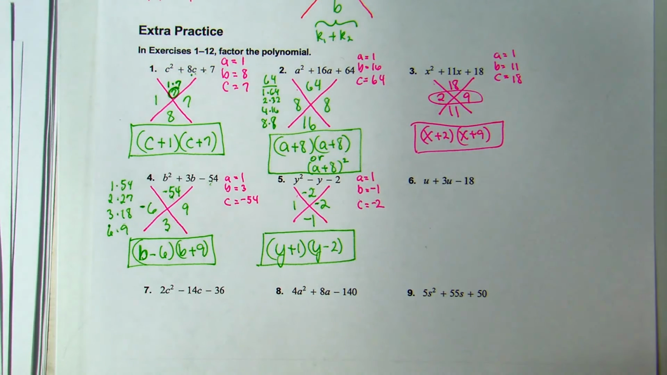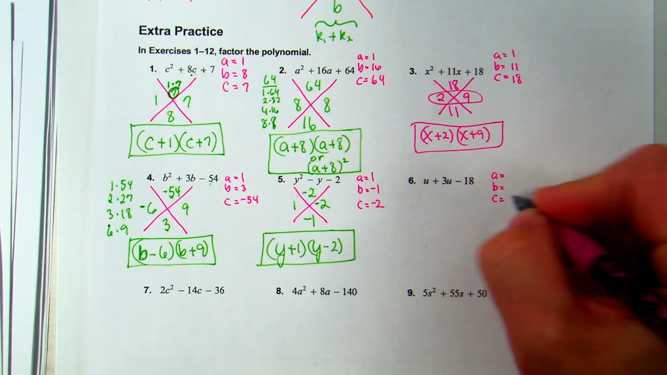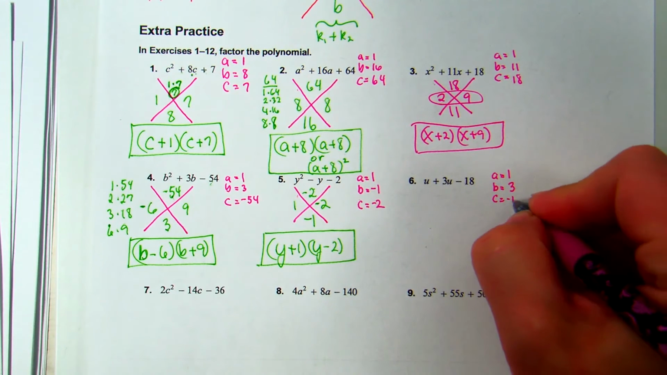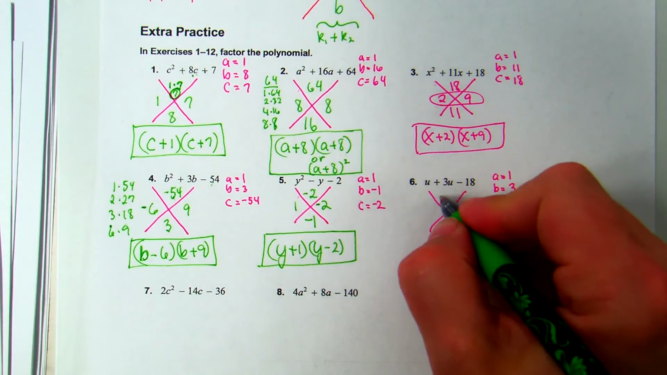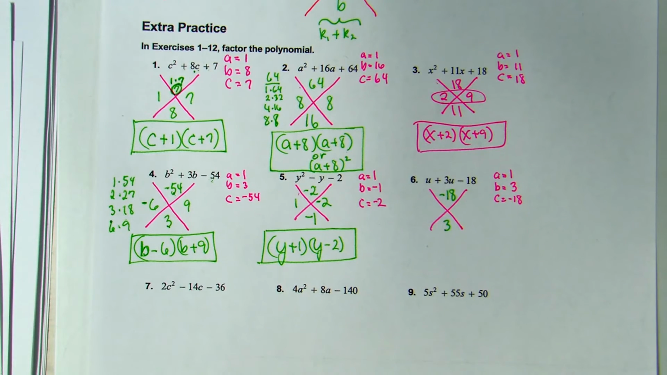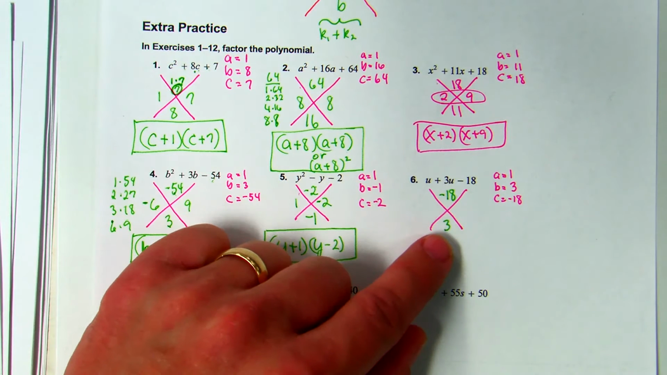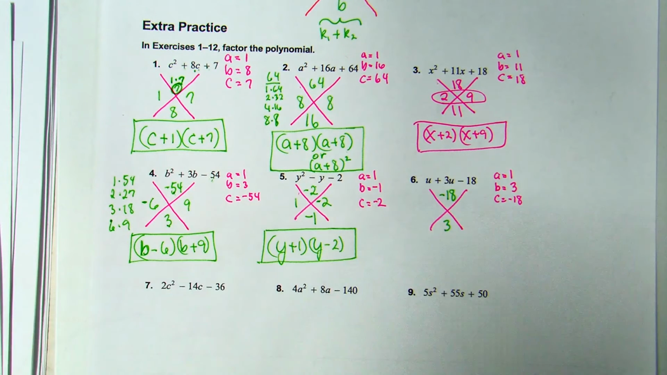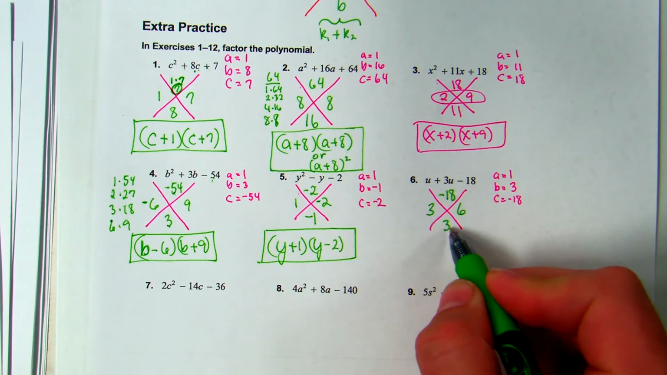All right, on to number 6. Do it the same way. We'll have my A, B, and C. I have a 1, I have a 3, and I have a negative 18. So I'll draw the X. And at the top I have a negative 18. At the bottom I have a positive 3. And now what 2 terms multiplied would be a negative 18? Because this is negative, I need to find out what those 2 terms are that would subtract to be 3, or the difference of them would be 3. And 6 and 3 is a good answer. We know that the difference of those 2 would be a 3.